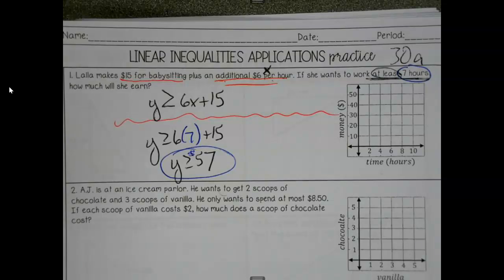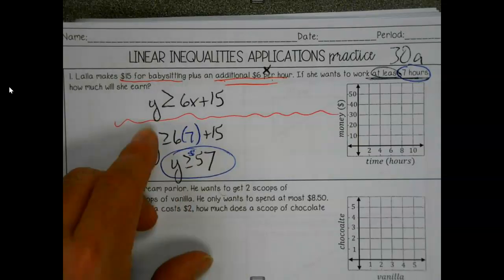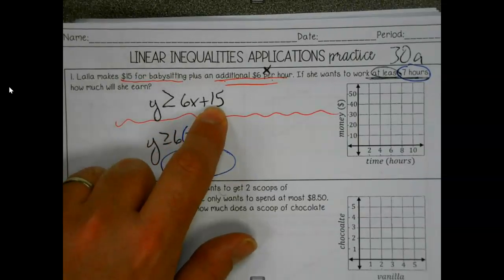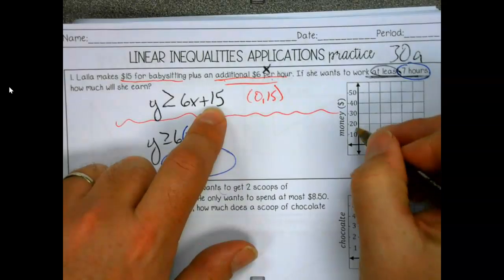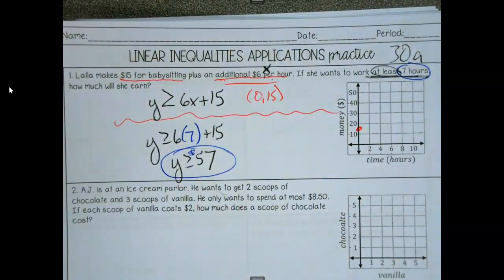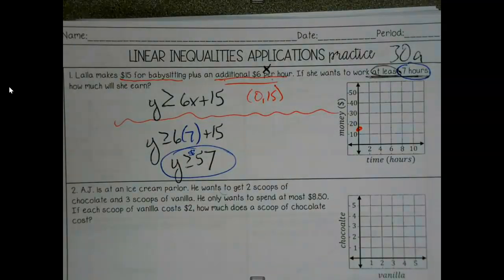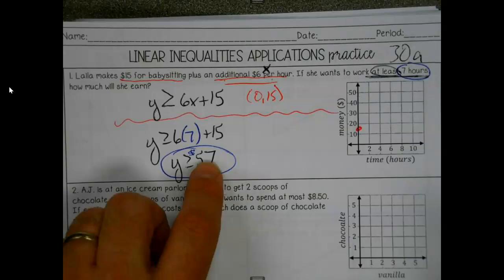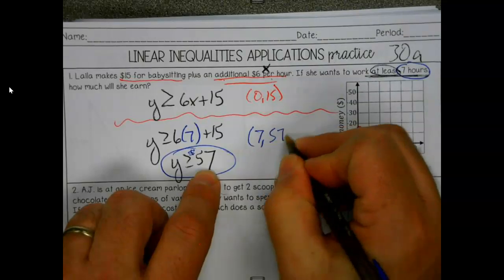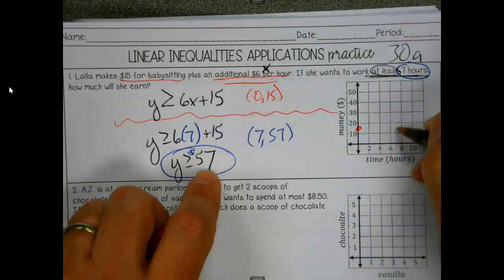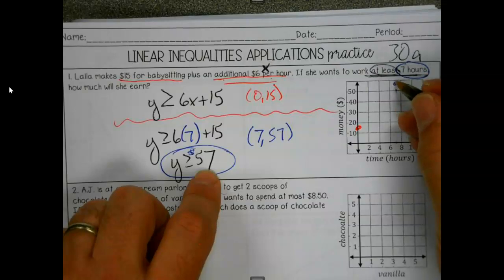But if I wanted to look at the graph of what options she had, I'd go back in and say, okay, my intercept is at 15. My y-intercept occurs when x equals 0. So I got 1 point in here. Now over here, this is going to be a little more interesting. My x value is 7. My y value is 57. So let's see, 50, that'd be 60. So we're going to be up here.